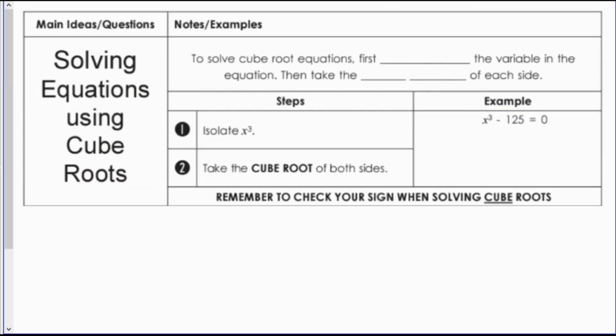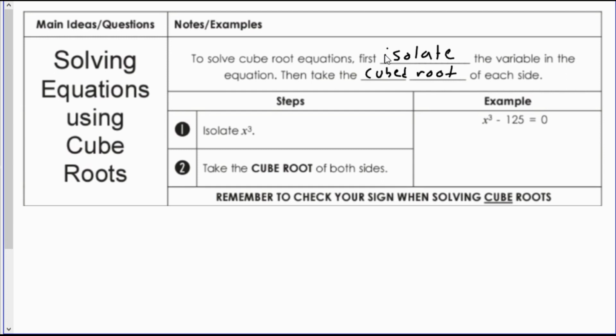Now, if I want to solve equations using cubed roots, I'll use the same process as square roots. Instead of taking the square root of both sides, I'll take the cube root of both sides. So again, I'm going to isolate my variable. Then I'm going to take the cubed root of each side.